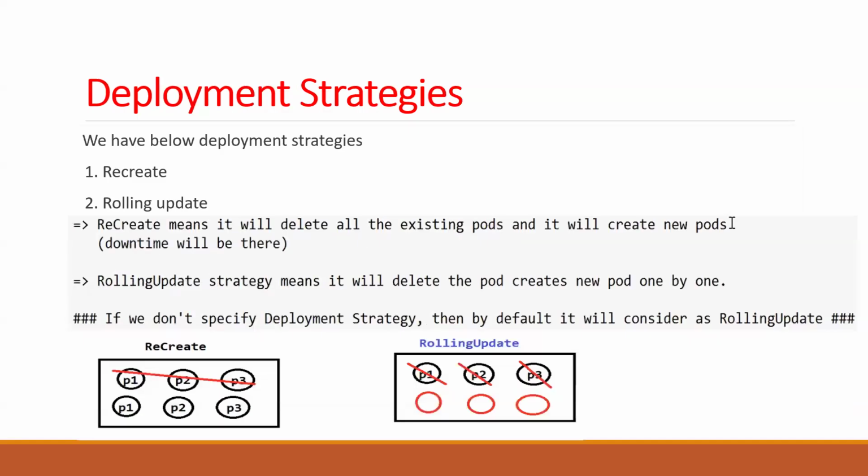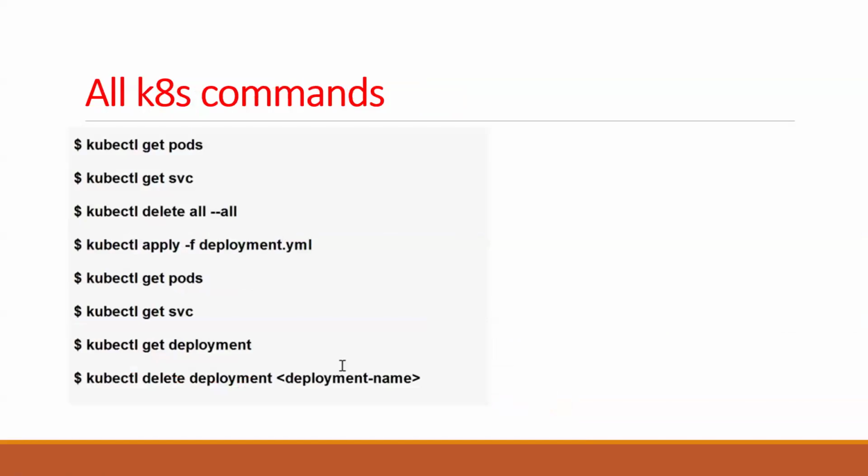So we have the following deployment strategies: recreate and rolling update. Recreate means it will delete the existing pods and create the new pods, so downtime will be there. Rolling update means it will delete the existing pods and create new pods one by one. If we don't specify the deployment strategy, then by default it will consider rolling update.